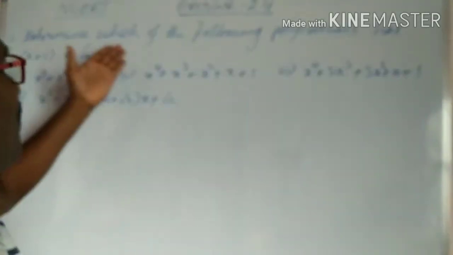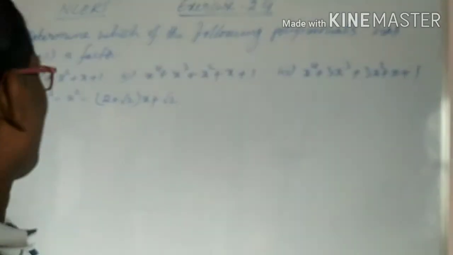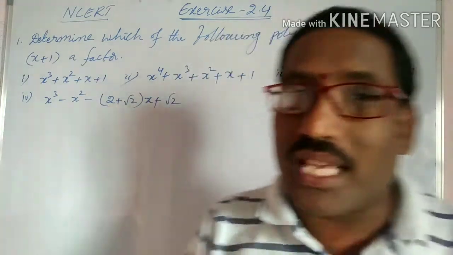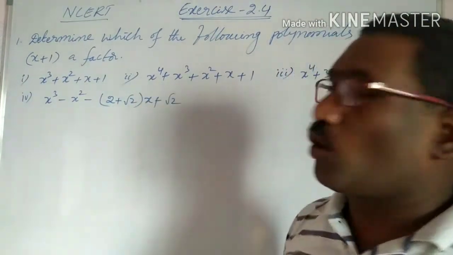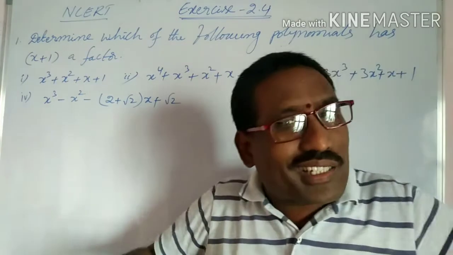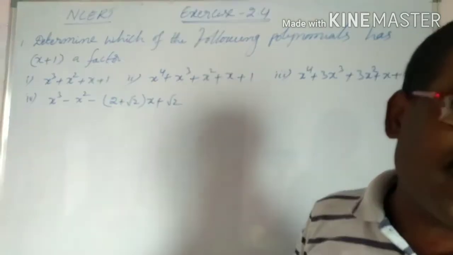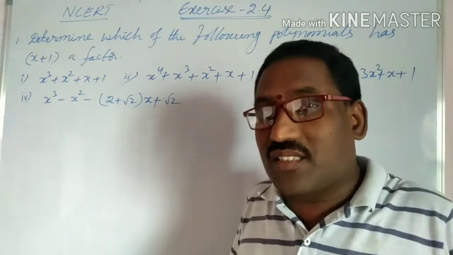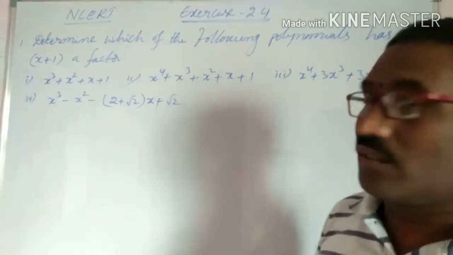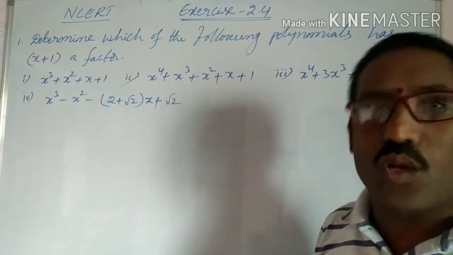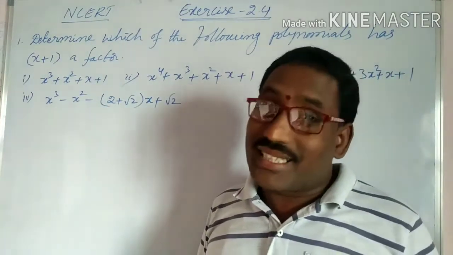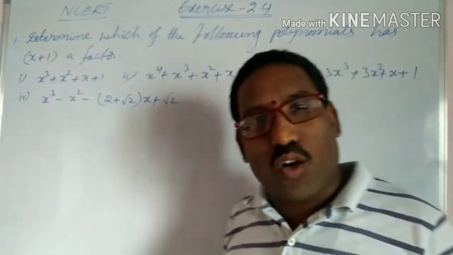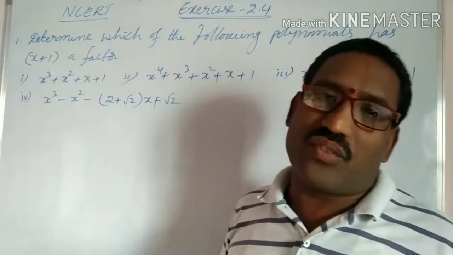Determine which of the following polynomials has x plus 1 as a factor. That means whether x plus 1 is a factor of the given polynomial or not. At what time is x plus 1 a factor? If the remainder is 0, then it is a factor. If the remainder is not equal to 0, it is not a factor.